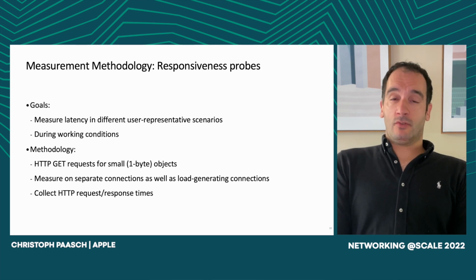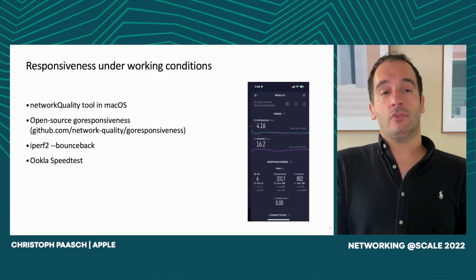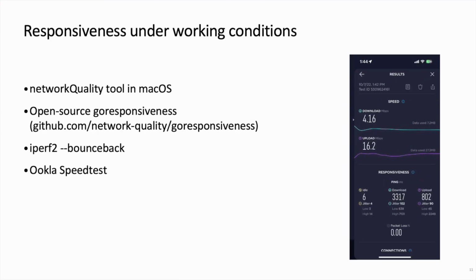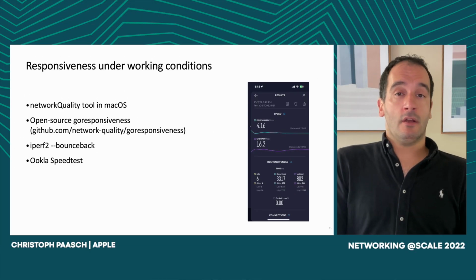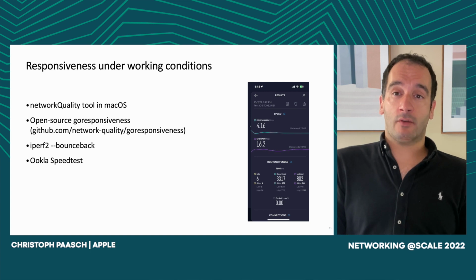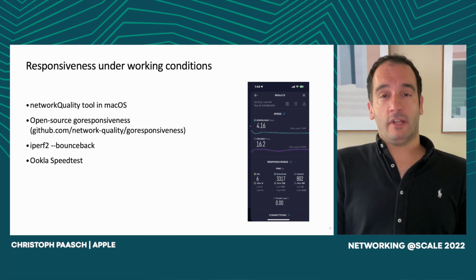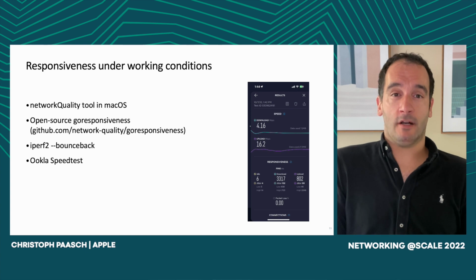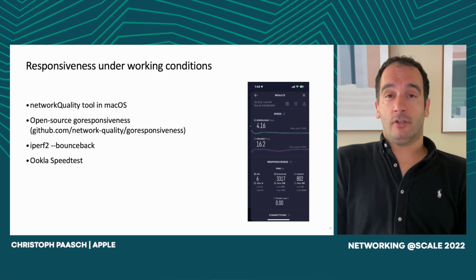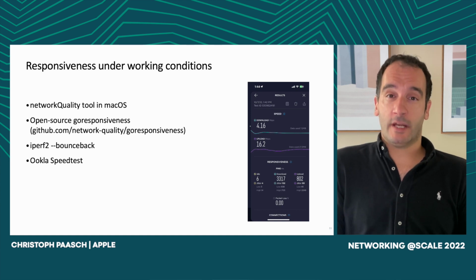Now, how can you do this kind of a responsiveness measurement? There are a few tools at your hand. First of all, there's the Network Quality Command Line tool in macOS. You can use it right away to measure the quality and the responsiveness of your network. Now, there's also other tools available to measure responsiveness. For example, open source tools, the Go responsiveness tools available on GitHub. So you can measure responsiveness on your machines that allow the Go language programming environment, like Linux, Windows, or Mac. Even iPerf2 today has a way to measure responsiveness with the bounce back option. And finally, the popular Ookla speed test app today also measures responsiveness.